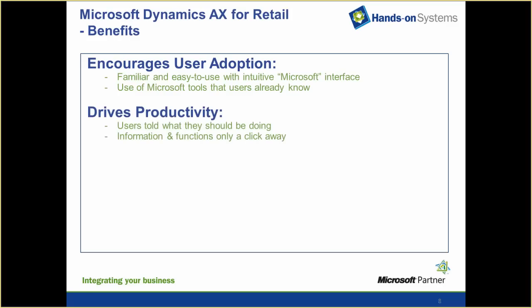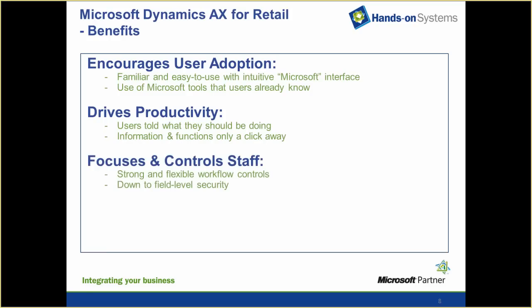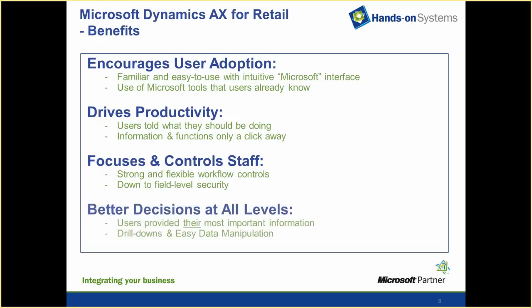As the users are told what they should be doing through the use of those cues and the role center that we saw, and the fact that information and functions are only one click away. Thirdly, it focuses and controls staff by allowing strong and flexible workflow controls and down to field level security. And finally, it allows for better decisions at all levels because users are provided with the most important information, and the drill downs are easily manipulated, and the data is there to be manipulated as well, quite simply.